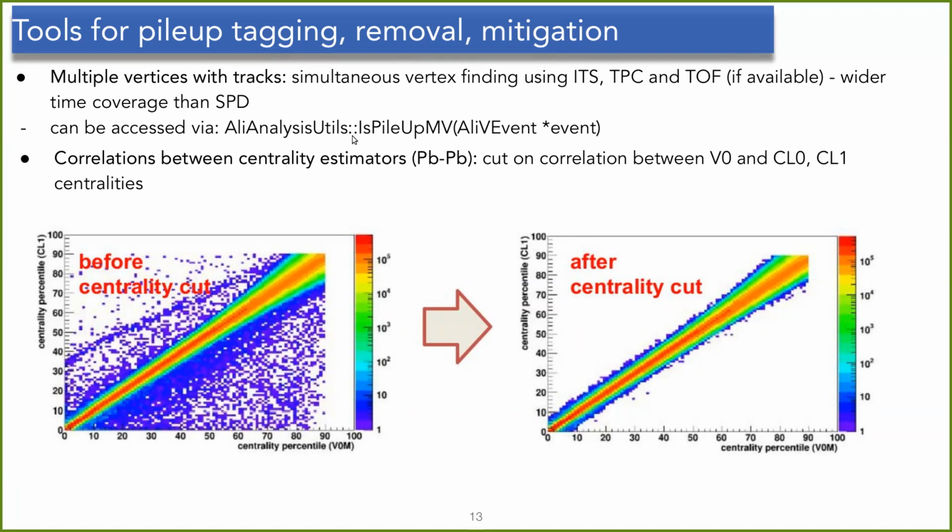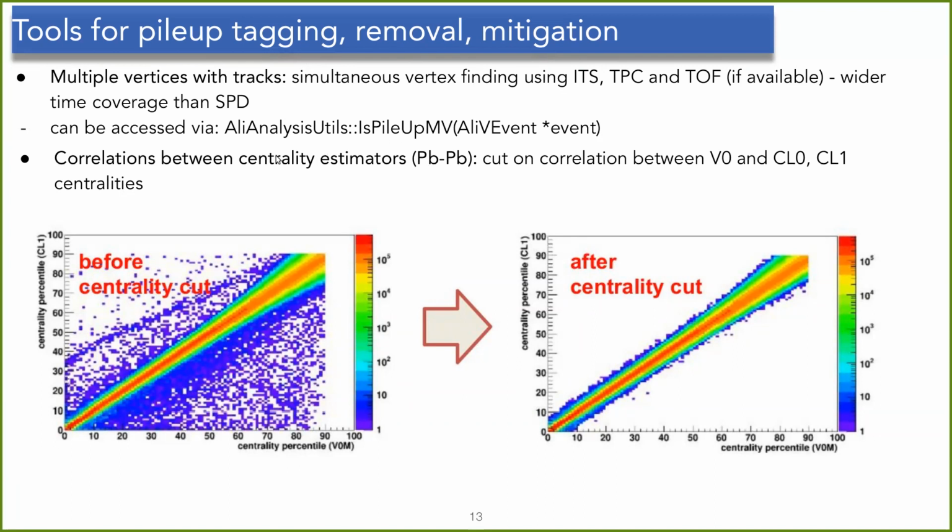In your analysis task, you just need to call this AliAnalysisUtils class. You can call it using a pointer, and then you can call this function and put in this argument the event that you have selected in your UserExec. Then it will give you a true or false value, that is, a boolean value. And if it is from pileup, then it will give you a true.